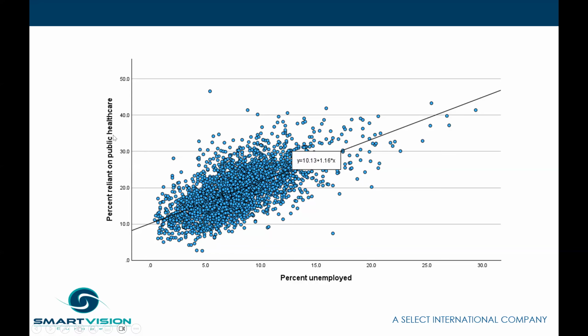It says you've got to start, if you're trying to predict y, Y is the vertical axis, then you start with 10% down here. It says public health care, because not very many are below 10%. And you should add on 1.16 for every value of X. So if you took 10% unemployed and multiplied that by 1.16, it's obviously going to be 11.6%. And then you add on 10.13 onto that.